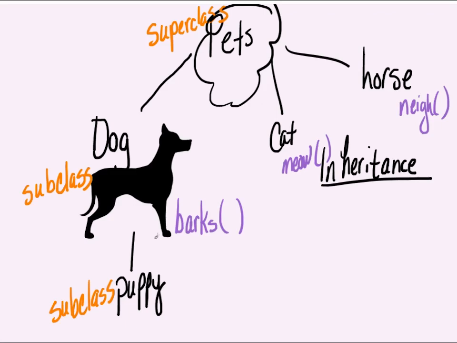There are other languages that are object-oriented that allow you to have multiple classes as your parent class. That is not the case in Java. Now, you can have lots of subclasses.